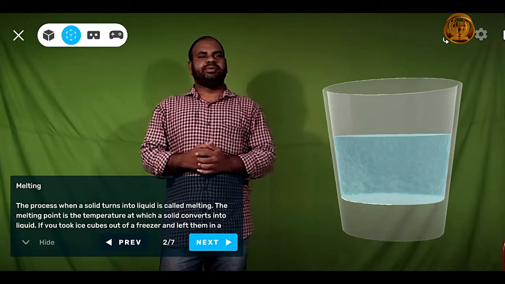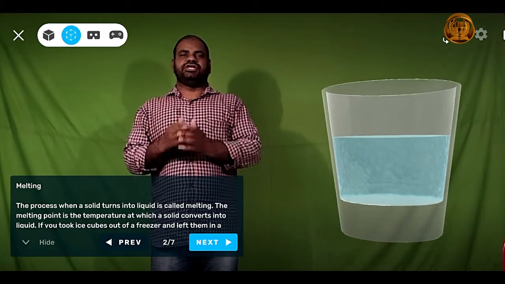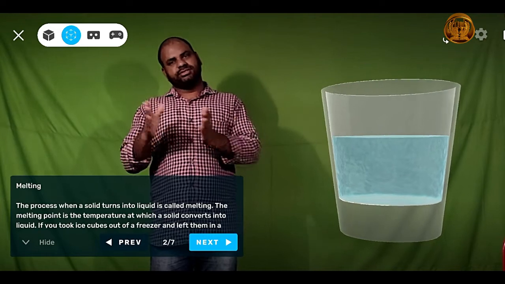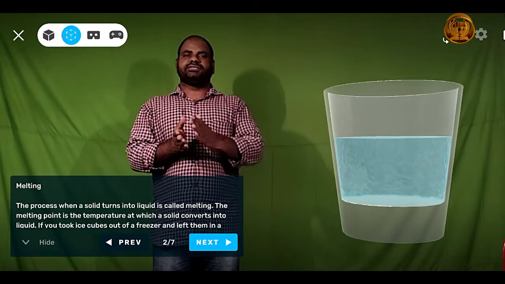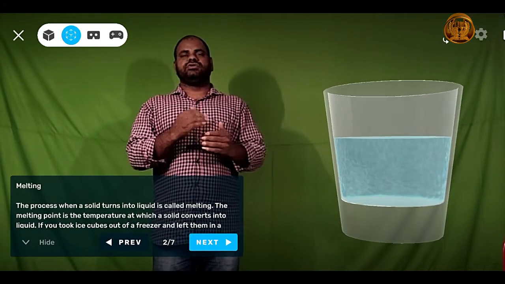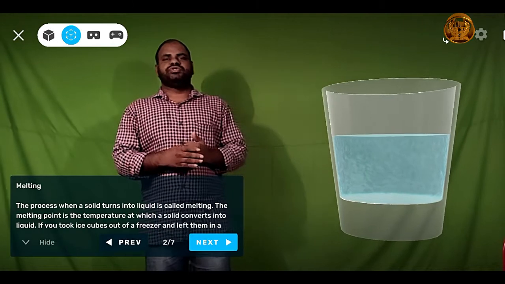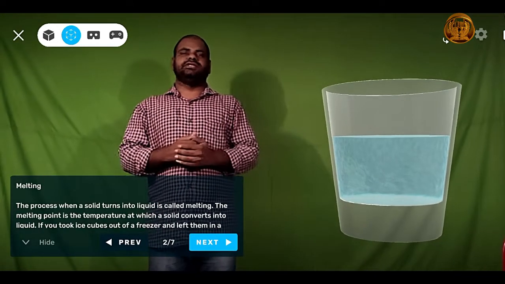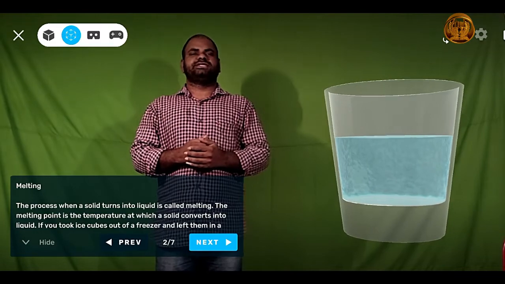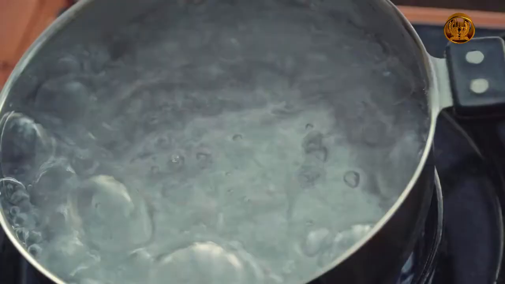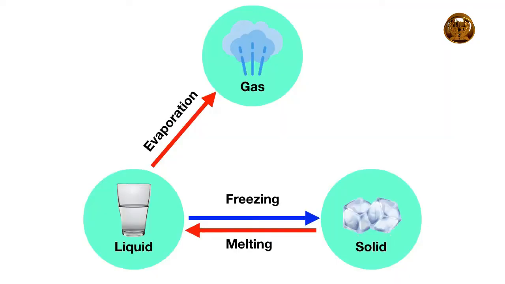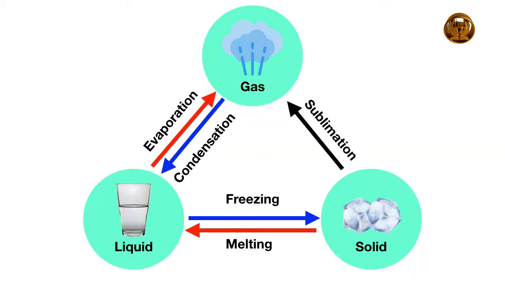Depending upon the temperature, solids may change into liquids, liquids change into gases, gases can be changed into liquids again, and liquids can be changed into solids. So these are the points we are going to study regarding the changes in the states of matter. The changes in the states of matter include melting, evaporation, condensation, freezing, sublimation and deposition.